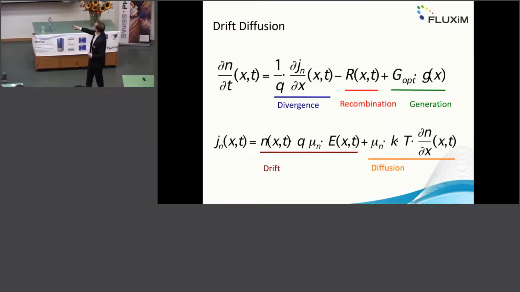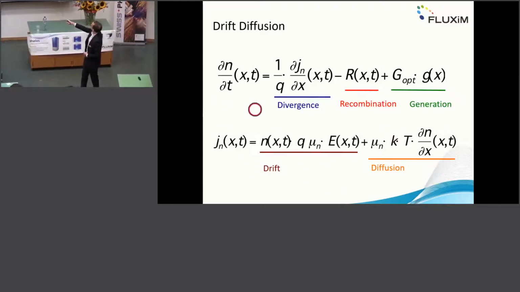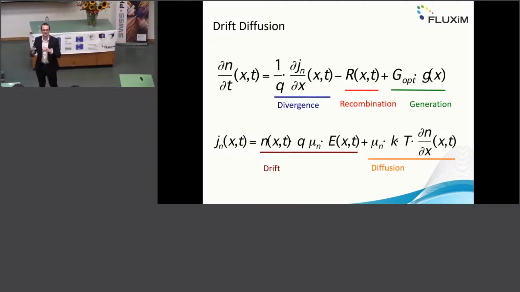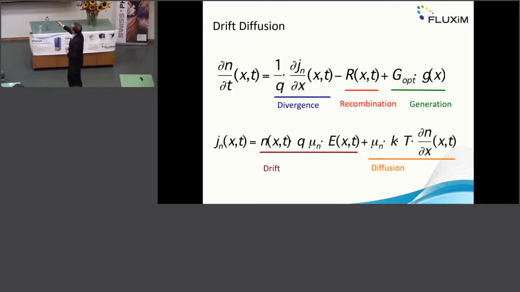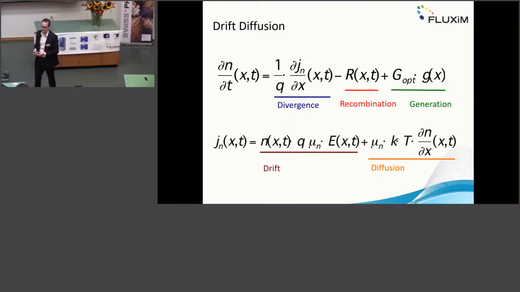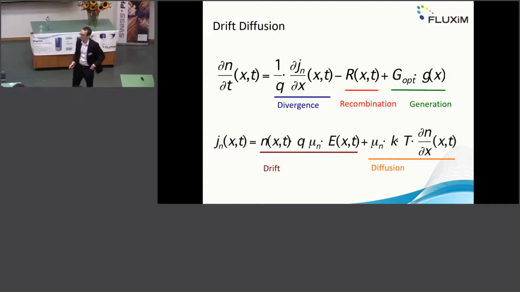And here you see the equation that governs the generation and recombination of charges. So charges either recombine or they generate or they flow away. And so basically we solve this, and then we add the Poisson equation, and this is how we describe the solar cell.